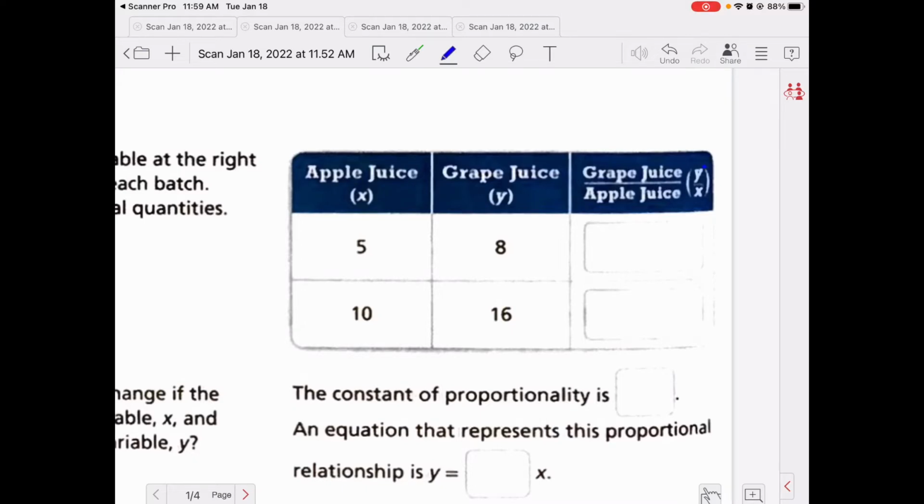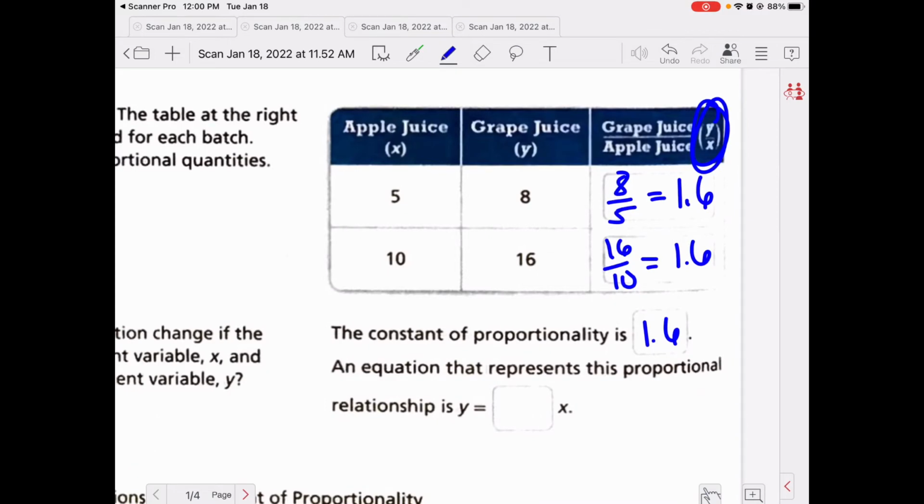So again, we're doing Y over X, right? So we're going to do 8 over 5. And if I type that in the calculator, I'm going to get 1.6. And if we do 16 divided by 10, again, also 1.6. So our constant of proportionality is 1.6, as long as we do Y over X. So the equation then that represents this proportional relationship is Y equals 1.6X.